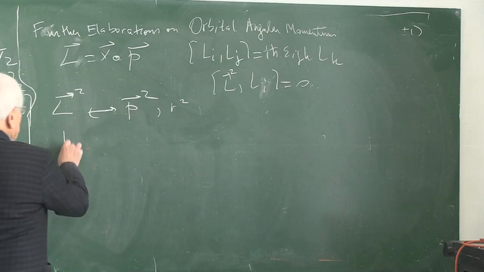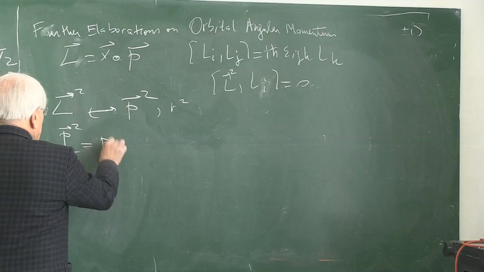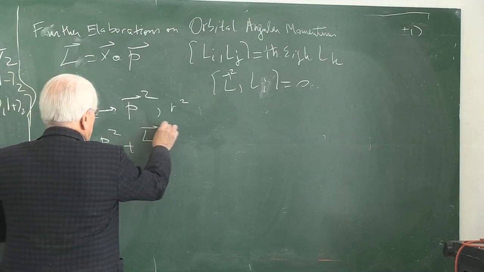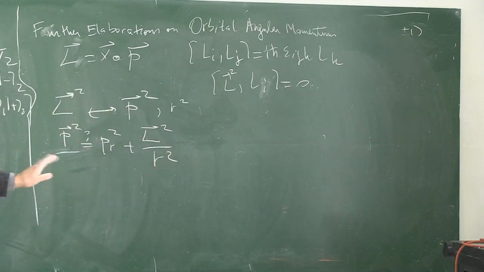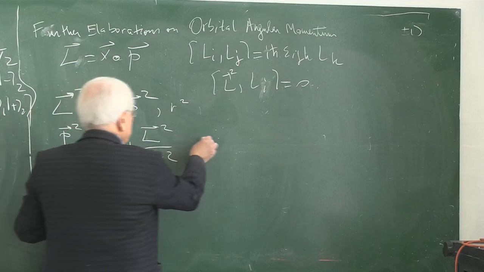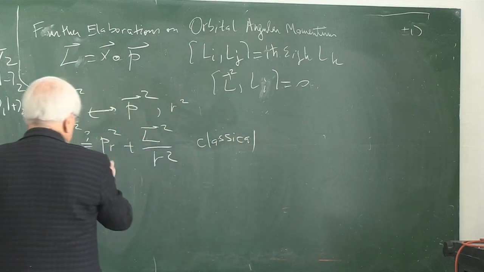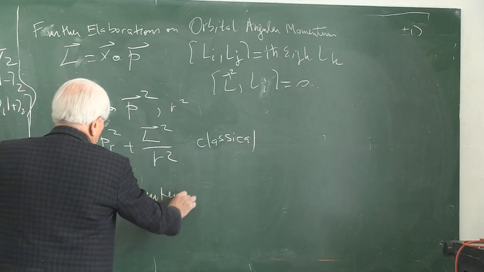Therefore, I can express P squared as PR squared plus L squared divided by R squared, which is valid classically. That's classical. And what is the quantum version of it? Quantum version.